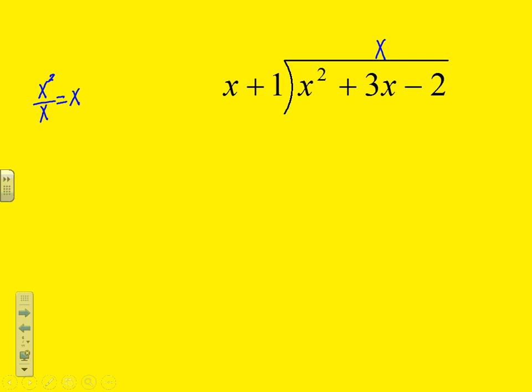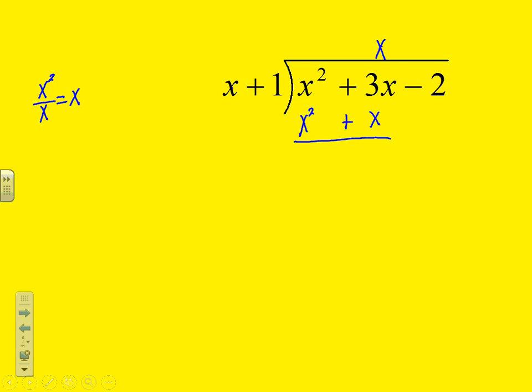Now, normal long division says we take that number, multiply it by the divisor, and subtract it from the dividend. So if I say x times x, I get an x squared. And if I say x times 1, I get a plus x. Now we're going to subtract that.